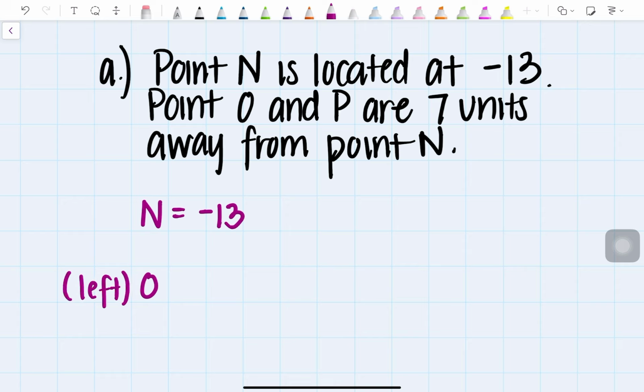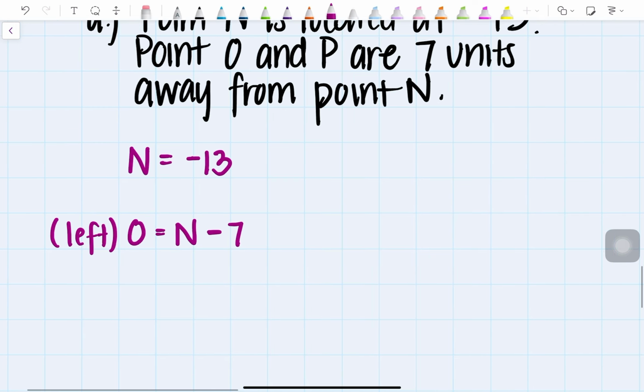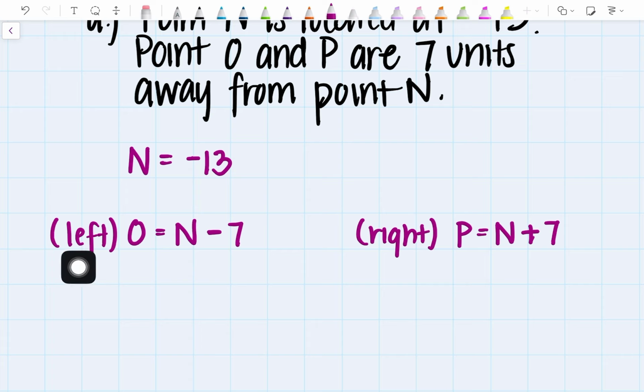If O is on the left, then I would do N, whatever N is, and we know it's -13, minus 7 because it's on the left. On point P, we're going to say that it's on the right side. So for P, I take N, which is -13, and add 7 to it. Once again, it's 7 units away from point N, both of them, which means one's on the left, one's on the right. Left would represent the negative, right would represent a positive. Let's substitute that.